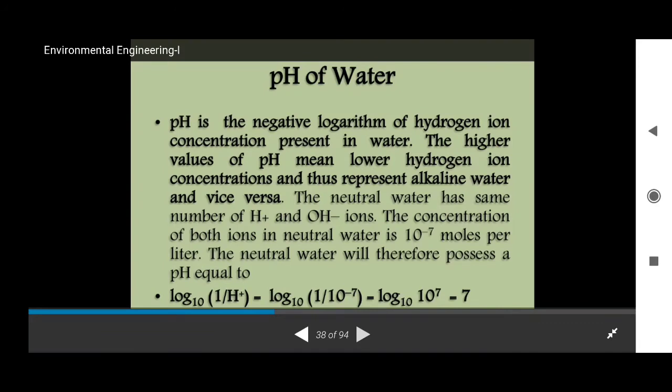Now the next thing is pH. pH is the negative logarithm of hydrogen ion concentration present in water. We have been studying pH throughout our life. So you all understand that a pH of 7 is a normal pH, that of water, and anything beyond 7 is basic in nature, anything below 7 is acidic in nature. So this is the pH of water.